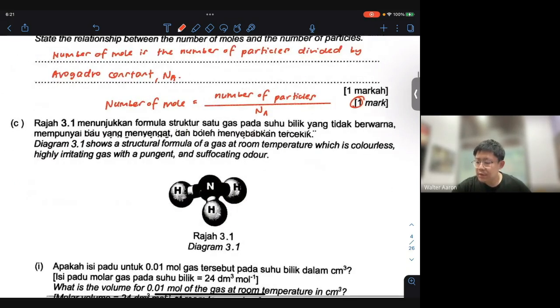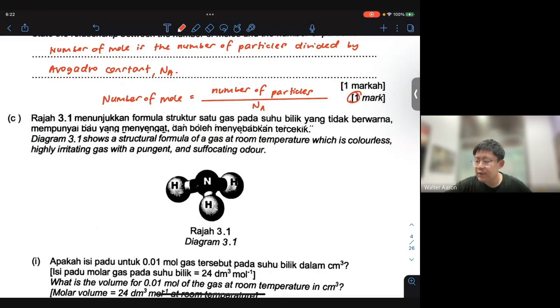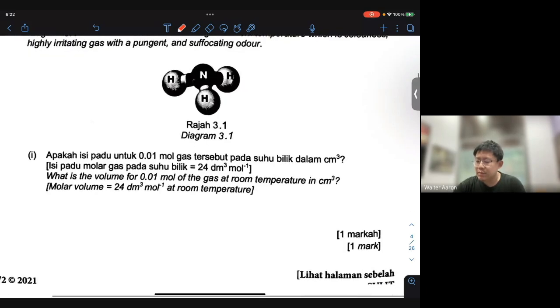Right, next. See, diagram 3.1 shows the structural formula of a gas at room temperature, which is colorless, highly irritating gas with a pungent and suffocating odor. So this is actually referring to ammonia lah. Okay. Now, what's the volume of 0.01 mole of gas at room temperature in cm cube? So first thing to remember, it is 0.01 mole of gas at RTP, and you have to give the answer in cm cube because you actually asked for it. So whenever they ask for a certain unit, you must follow. Otherwise, you can just write dm cube or cm cube, it doesn't matter lah.